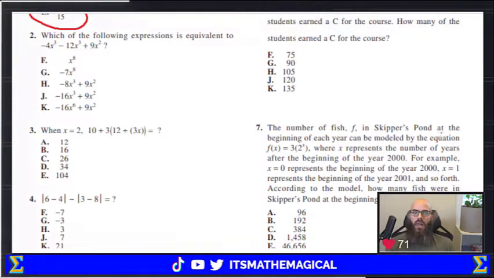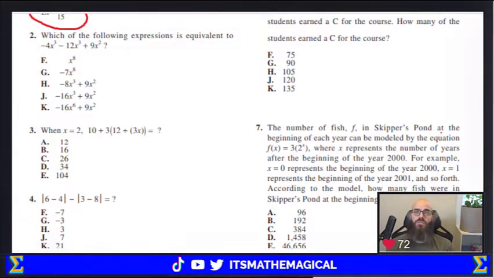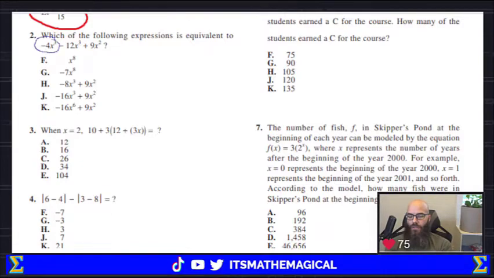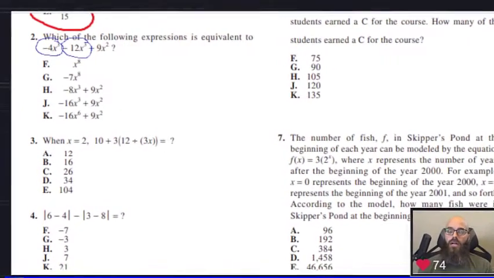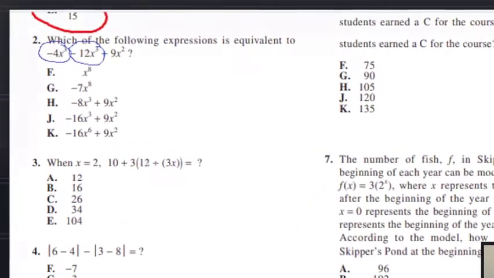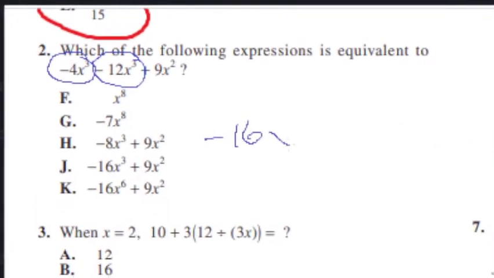Number 2 says, which of the following expressions is equivalent to negative 4x to the third minus 12x to the third plus 9x squared? So this is an algebra problem. Basically, all they're asking you to do is combine like terms. Remember, you can only combine terms that have the same variable with the same exponent. So they're making sure you can combine that negative 4x to the third with that negative 12x to the third. Now, do not bring out a calculator, unless you absolutely need to, but think about what negative 4 minus 12 is. That's negative 16. So that term will be negative 16x to the third.